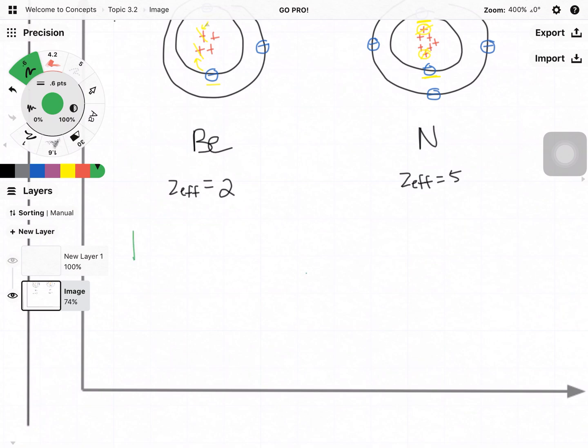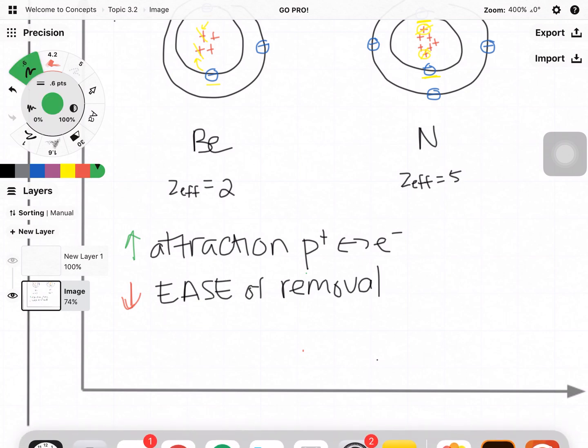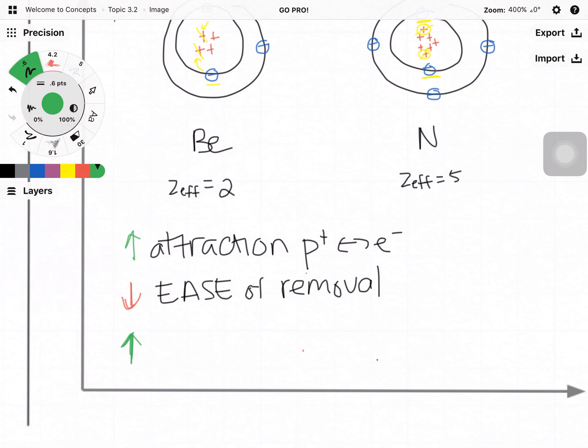An increase in Z effective means we have an increase in attraction between protons and electrons, specifically the electrons that are the furthest away. And an increase of attraction means that it's harder to remove. So we have a decreased ease of removal. Those electrons are more stuck to the nucleus as we go across the period because the effectiveness of the nucleus increases. And so therefore, the amount of energy required to remove an electron increases.